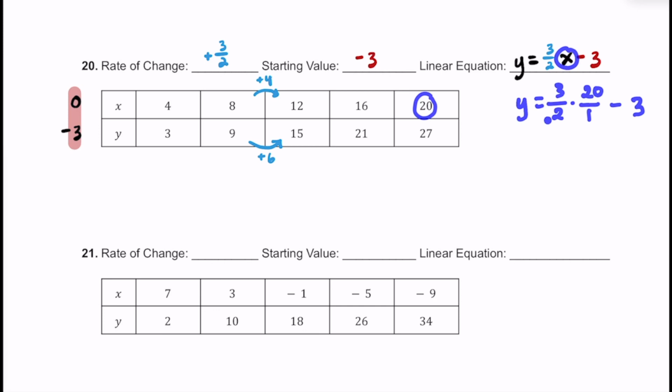So you can go ahead and cross cancel the 1 and the 20 to make it 1 and 10. 3 times 10 is gonna be 30, so it's gonna be y is equal to 30 - 3. And 30 - 3 is equal to 27, which checks out because that's what this y value is here. Feel free to check that with any of the other combinations of x and y to make sure that it works out, okay? Let's try another one.